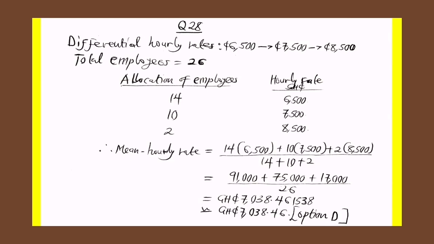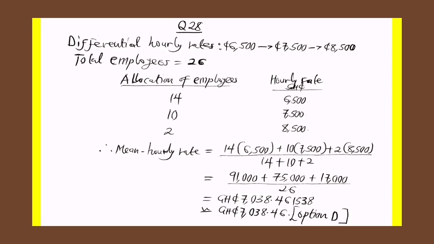Our total employees were 26. So I made this table that shows the allocation of employees and their hourly rate. 14 are paid 6,500. 10 are paid 7,500. And 2 are paid 8,500. So here, the same weighted mean.